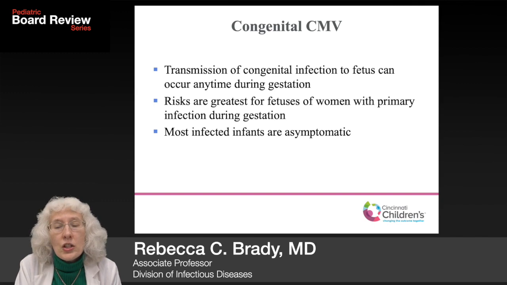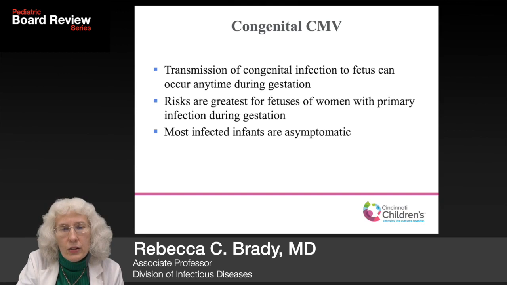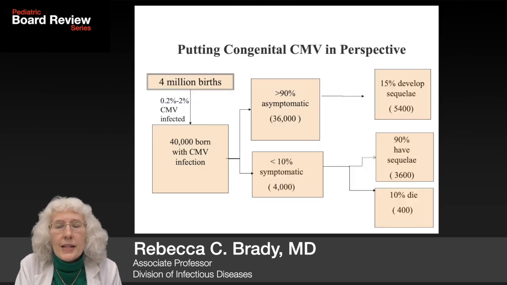So the transmission of congenital CMV infection to the fetus can occur anytime during gestation. The risk is greatest if the mother has the primary CMV infection during gestation, meaning that she's never had CMV previously in her life. The majority of these infants with congenital CMV are going to be asymptomatic, so that's actually the good news.